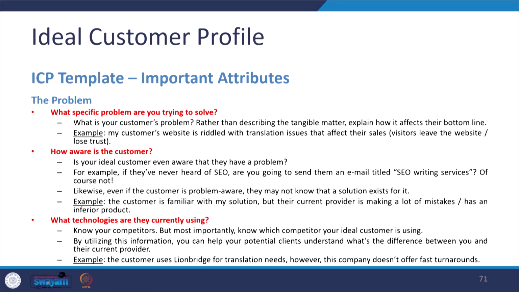Next, once you've listed down all the external attributes, talk about the problems. What specific problems are you trying to solve? So what is your customer's problem? Rather than describing the tangible matter, explain how it affects their bottom line, right? It's not good to reiterate the same thing which your customer already knows. Help them realize what particular pain point is affecting what kind of revenue or model, in which kind of area or product line.